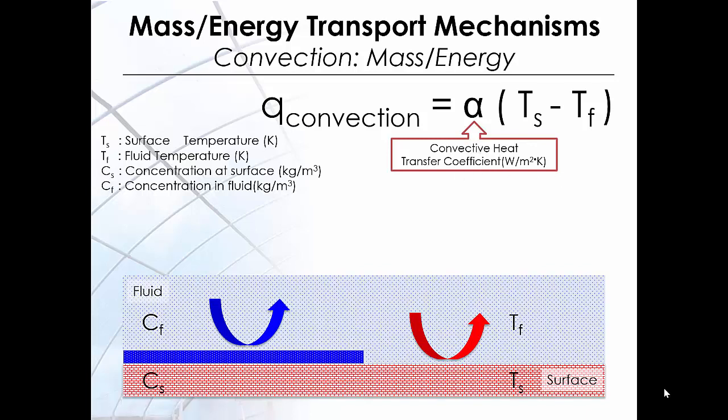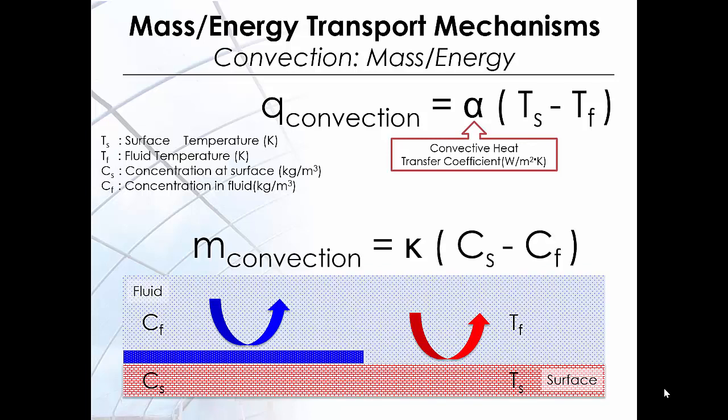For mass transfer, the mass flux density, which is represented by m convection in our example here, equals K times the concentration gradient between the surface and the fluid. And in this equation, K indicates the convective mass transfer coefficient. In greenhouse applications, symbol E is used instead of m convection to describe evapotranspiration.